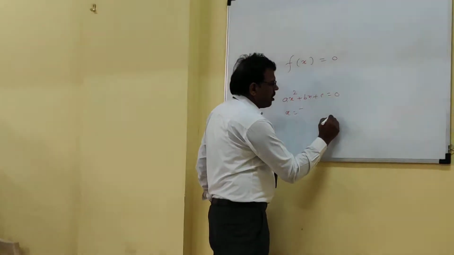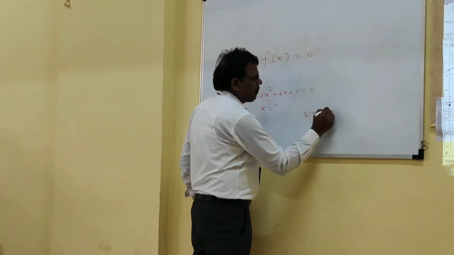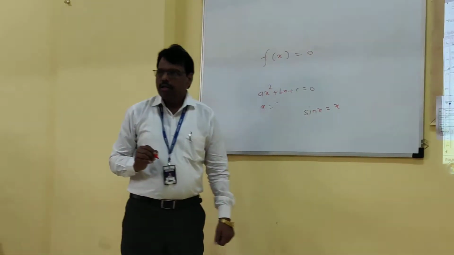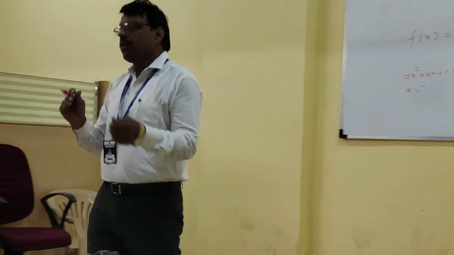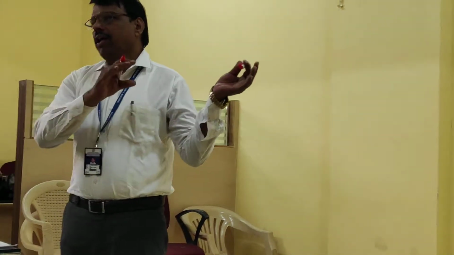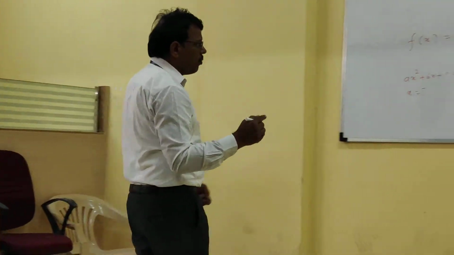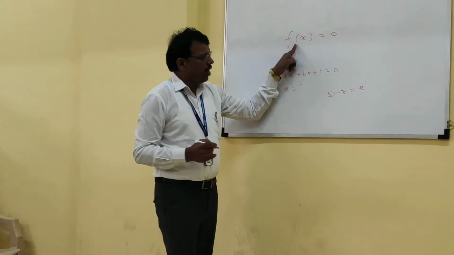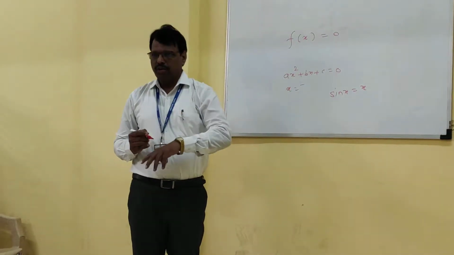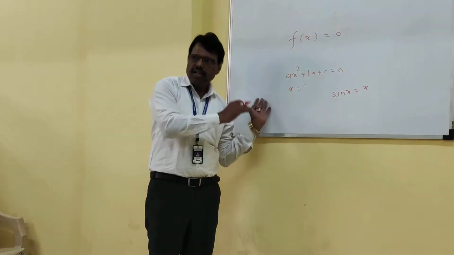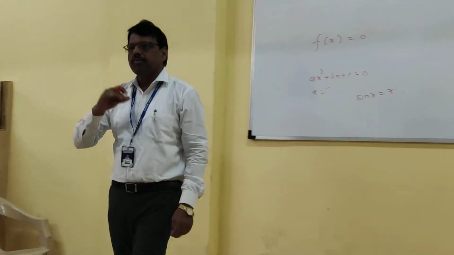There may be an equation sin x equal to x. Then how can we solve this? There is no alternate method. Sin x equal to x may be converted into f of x equal to 0 as x minus sin x equal to 0. So the left hand side is either sin x minus x equal to 0 or x minus sin x equal to 0.